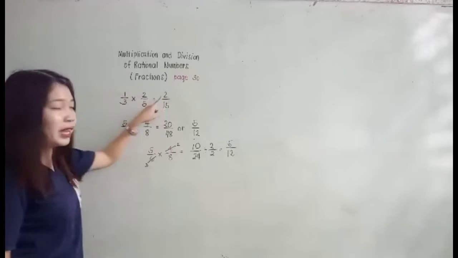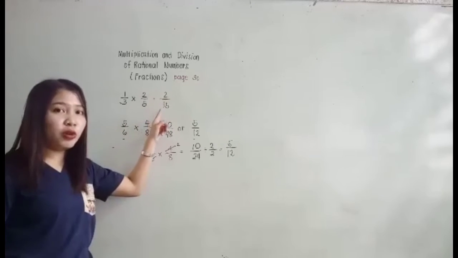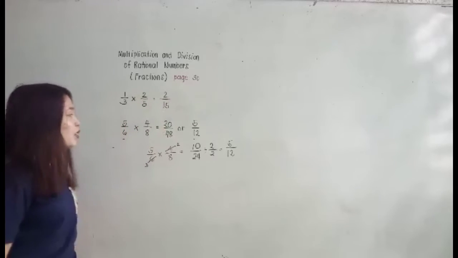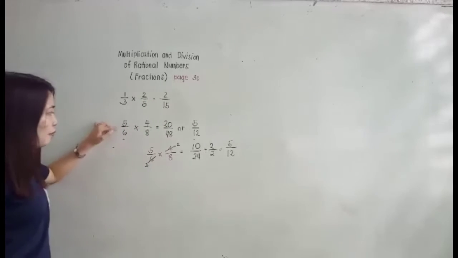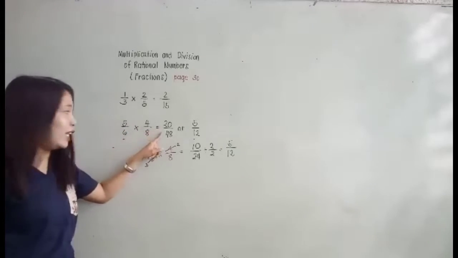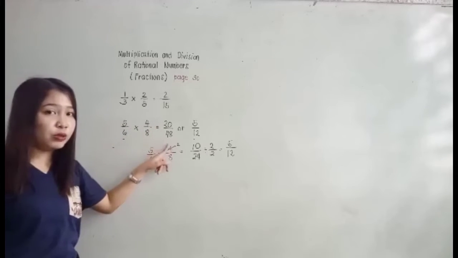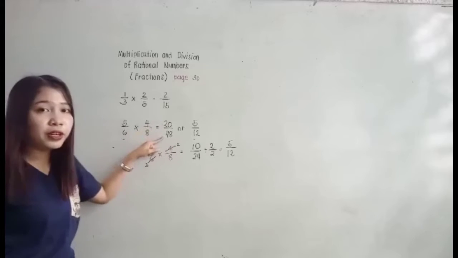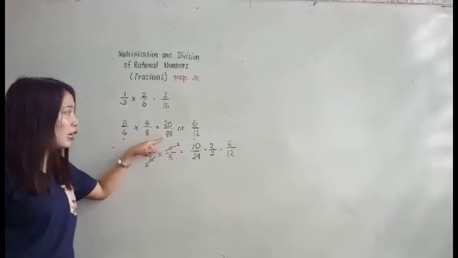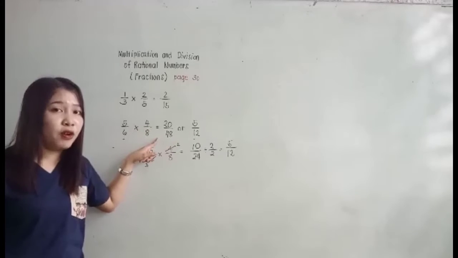Kasi 1 times 2 ay equals to 2, then 3 times 5 ay equals to 15. Since ang 2 over 15 ay wala nang lowest term, ito na yung ating final answer. So, sumunod naman na example ay 5 over 6 times 4 over 8 ay equals to 20 over 48 kasi 5 times 4 ay equals to 20, then 6 times 8 ay equals to 48. Ang 20 over 48 ay pwede pa natin kuhanan ng simplest form or lowest term na ang sagot ay 5 over 12 kasi sila ay both divisible by 4.